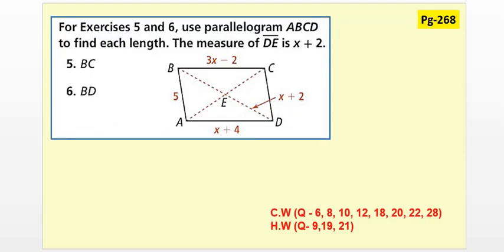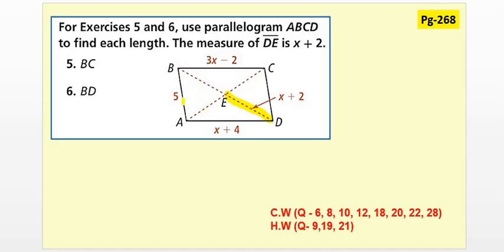So here it says for exercise 5 and 6, use parallelogram ABCD. So we know that this is a parallelogram. That means we can apply all the properties that we learned for a parallelogram on this diagram. To find each length, the measure of DE is x plus 2. DE, this one, DE to E. Only this part is x plus 2. Now they said how long is BC.